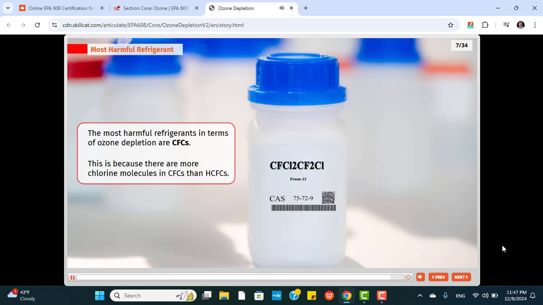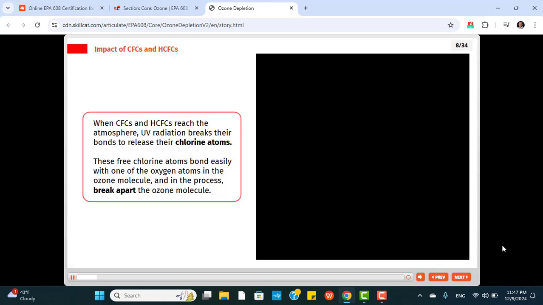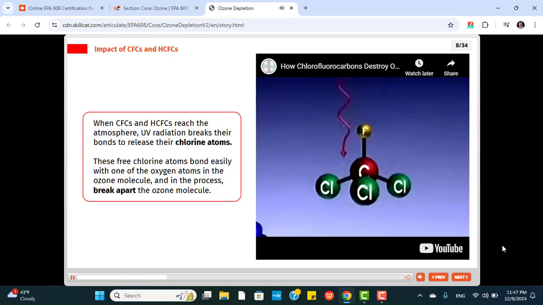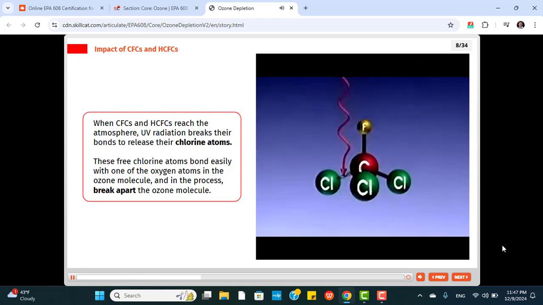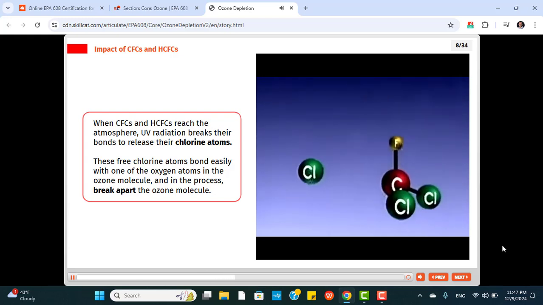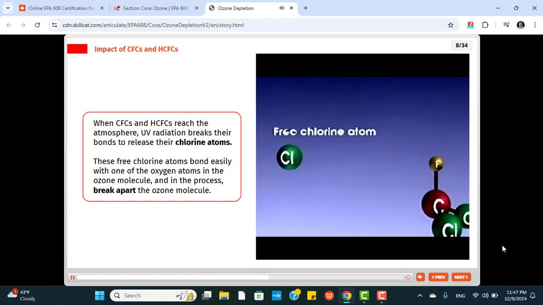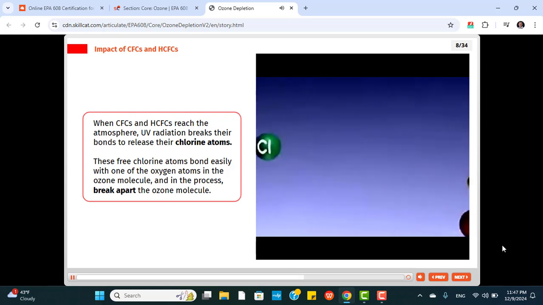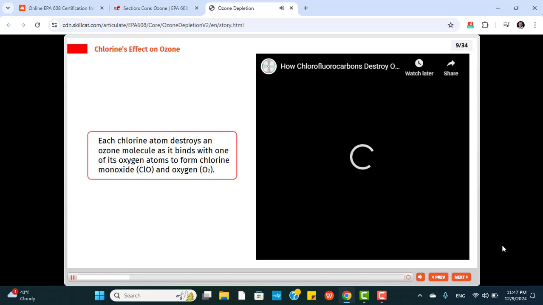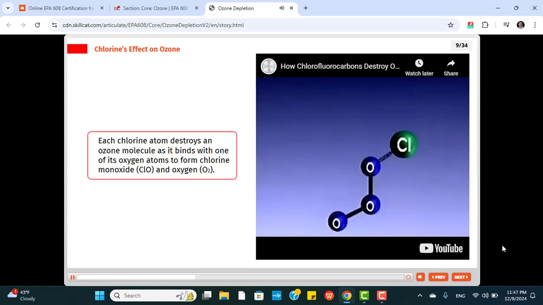When CFCs and HCFCs reach the atmosphere, UV radiation breaks their bonds to release their chlorine atoms. These free chlorine atoms bond easily with one of the oxygen atoms in the ozone molecule, and in the process, break apart the ozone molecule. Each chlorine atom destroys an ozone molecule as it binds with one of its oxygen atoms to form chlorine monoxide and oxygen.